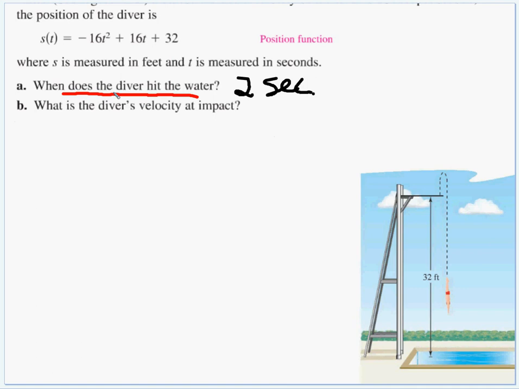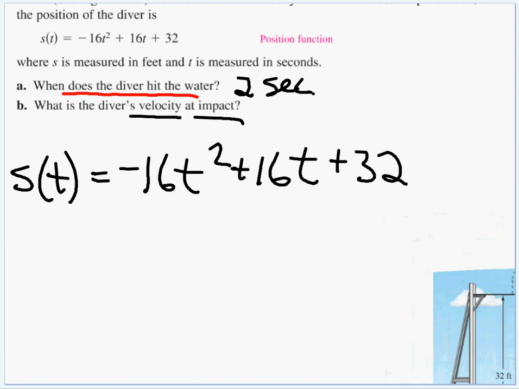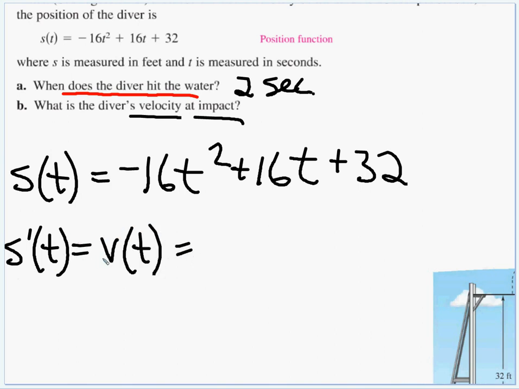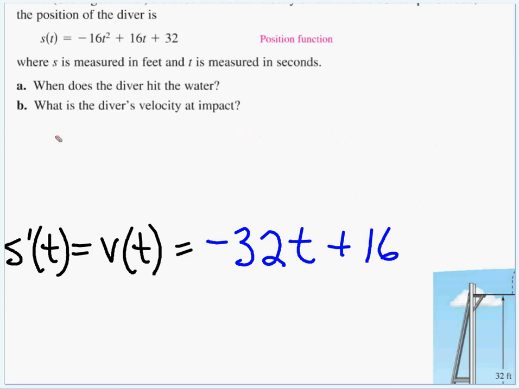Part B. What is the diver's velocity at the time of impact? Well, let's see. We have a position function, negative 16t squared plus 16t plus 32. If we take the derivative of s, that would be s prime. And another name for s prime, the derivative of position, is velocity, v of t. And we'll differentiate with the power rule. 2 times negative 16 is negative 32 times t to 1 power lower, and then plus the 16t will differentiate to a 16, and the 32 is a constant that goes away. So here is our velocity function.